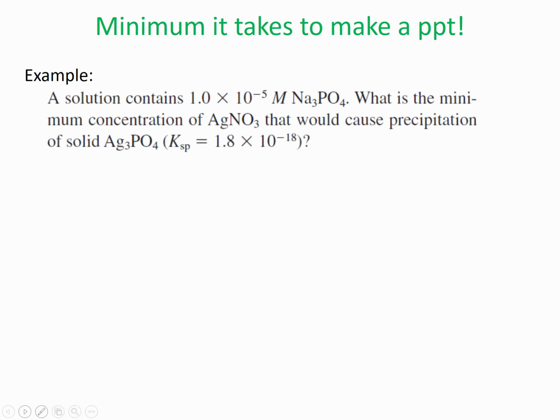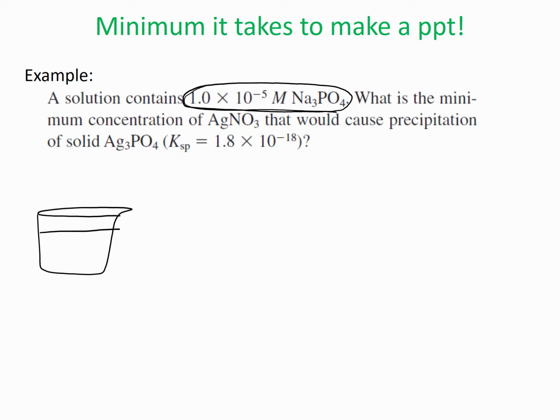We're going to change around what we're trying to solve for a little bit, and see if we can think this through. The title of this slide says, what's the minimum it takes to cause a precipitate to form? Here we have a solution of sodium phosphate. And our question says, what's the minimum concentration of silver nitrate that would cause precipitation of the solid silver phosphate?